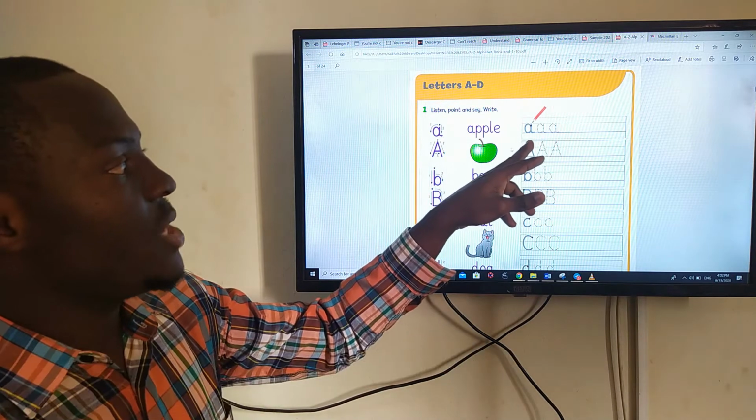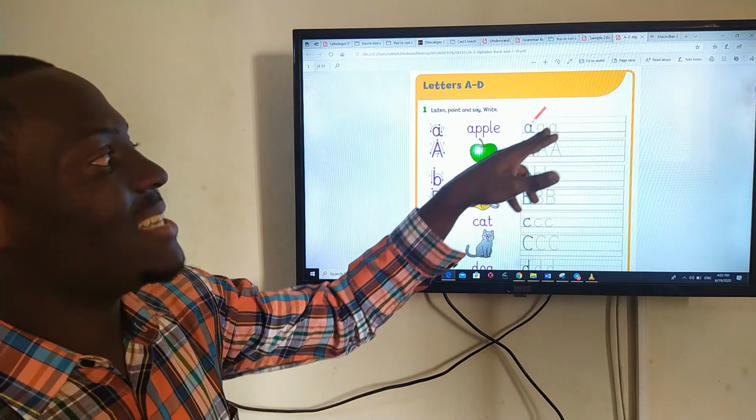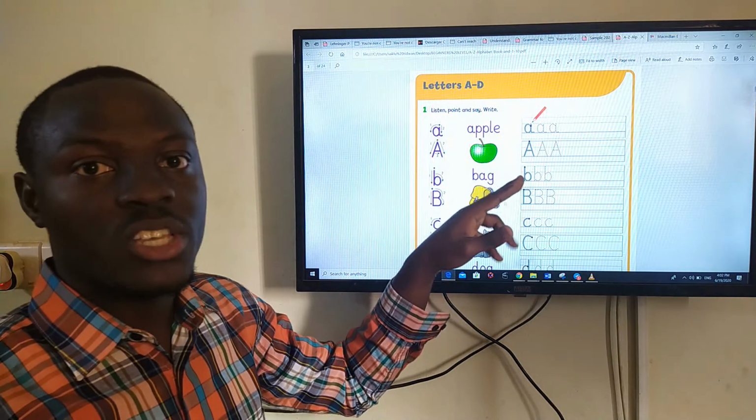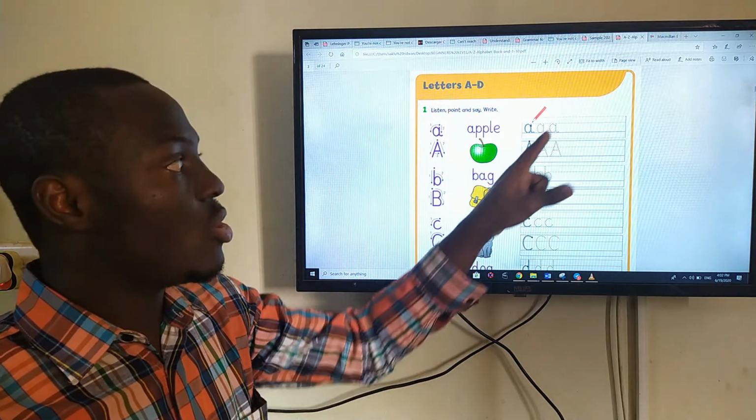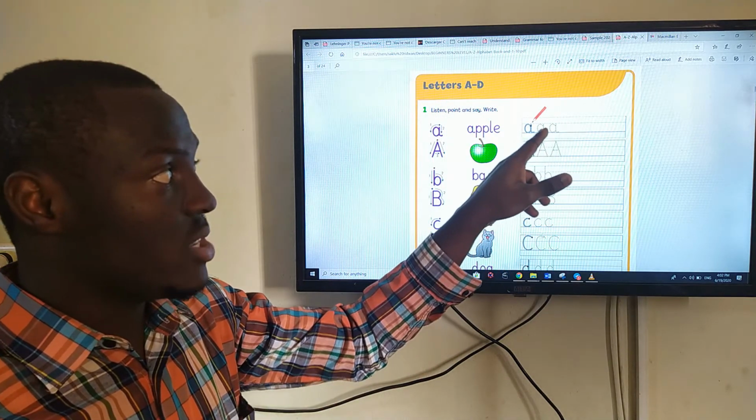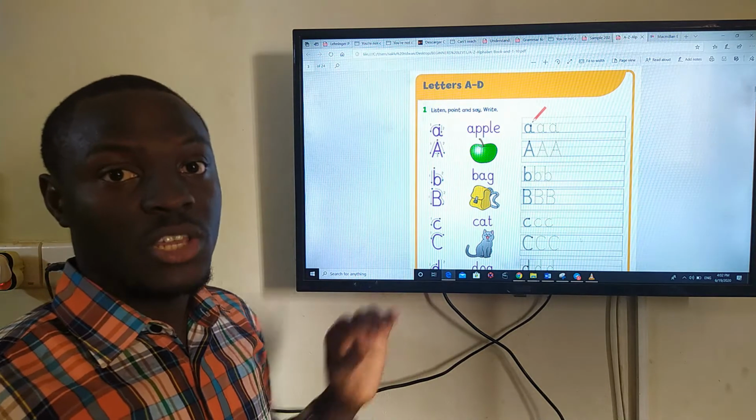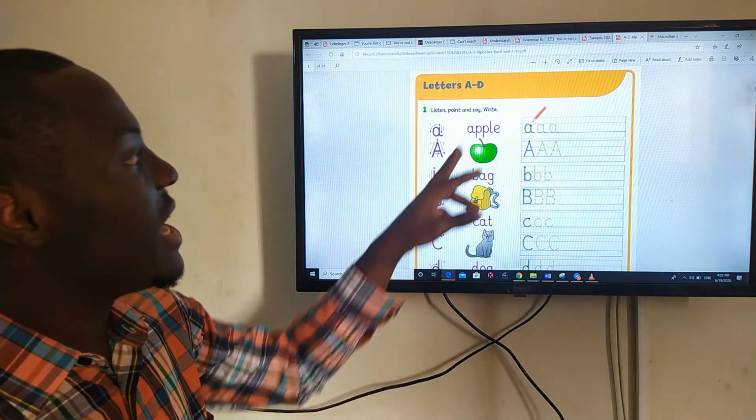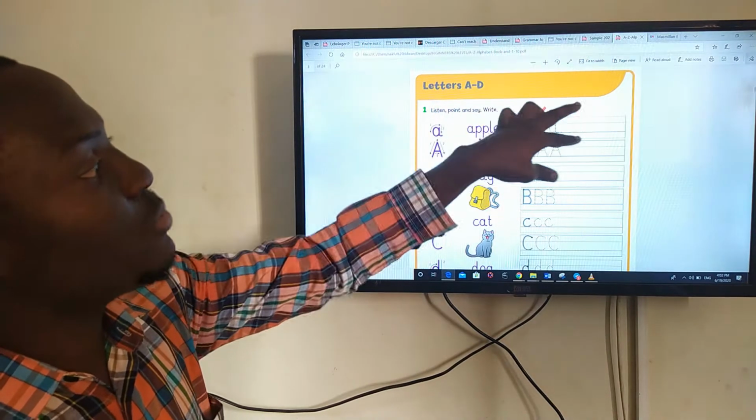So we have A, and you find that there are some short dashes provided. So what you only do is what? Is to trace through those things. You draw lines through these short dashes, so that you complete a letter. So we have A, and you see that we have lines provided.